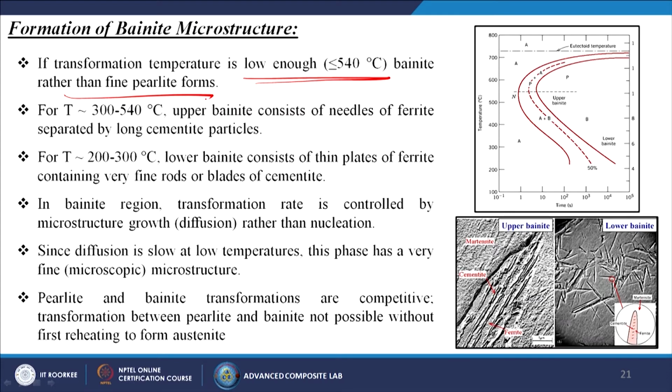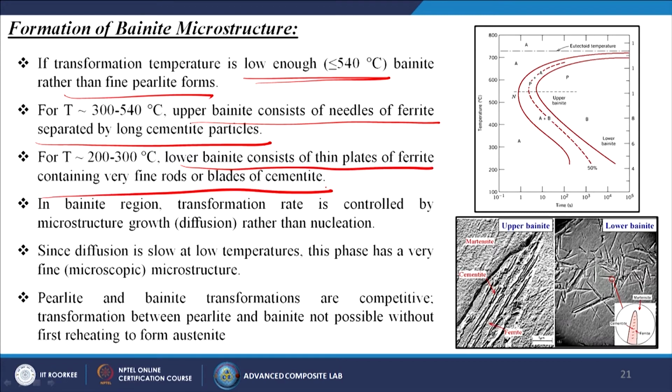For temperature 300 to 540 degrees centigrade, upper bainite consists of needles of ferrite separated by long cementite particles. For temperature 200 to 300 degrees centigrade, lower bainite consists of thin plates of ferrite containing very fine rods or blades of cementite.